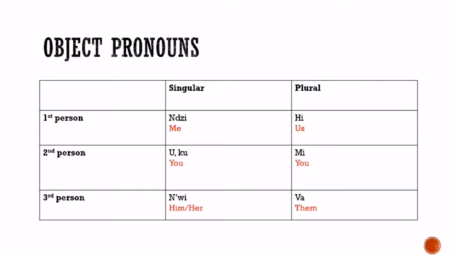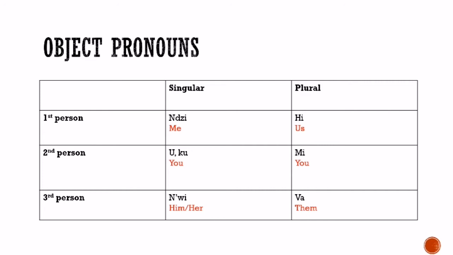The lesson on pronouns continues. Masivi. Today we are doing object pronouns. An object pronoun acts as the object of the sentence. It receives the action of the verb. The table in front of you is to help with these pronouns in the singular and the plural form, and also in the first person, second person, and the third person.